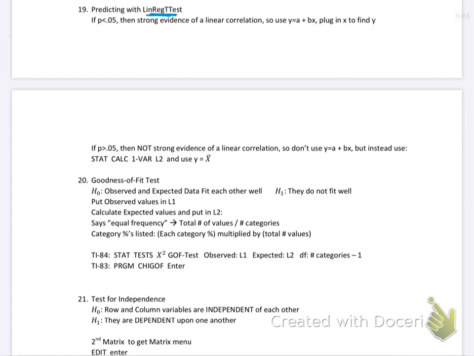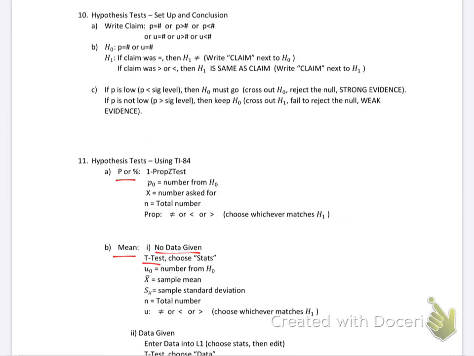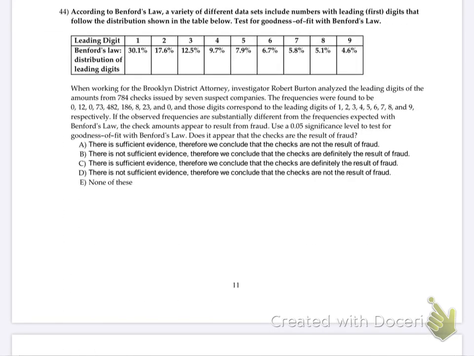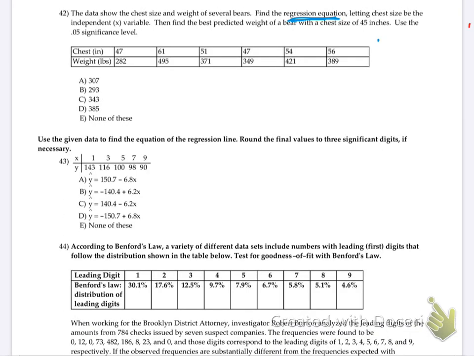Linear regression t-test. If P is less than 0.05, then strong evidence of linear, use that. If it's greater than 0.05, not strong evidence, but instead do that. Yeah, there it is. Number 19 talks about how you predict with linear regression. So let's go to the linear regression t-test. That's what we'll do. So, all right, we put this data in L1, this data in L2, and then we do linear regression t-test. Let's do that.